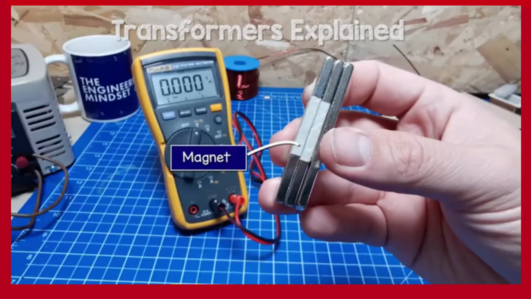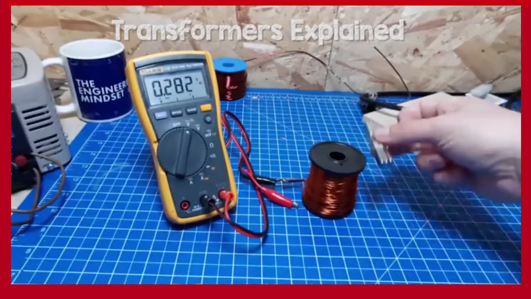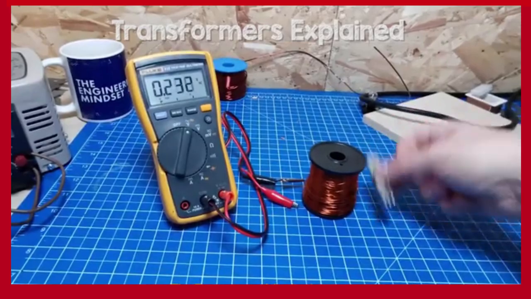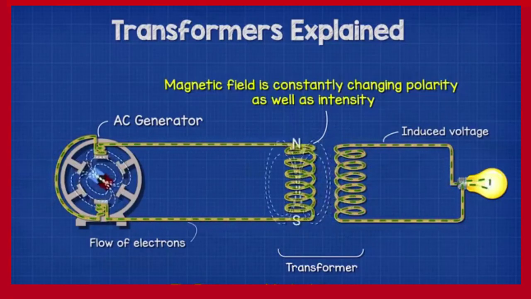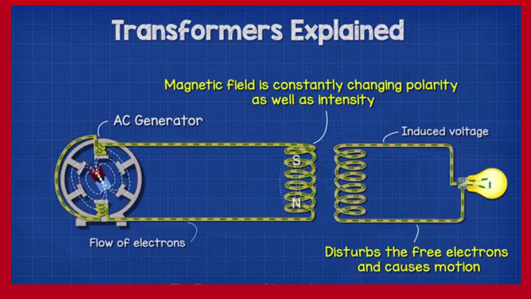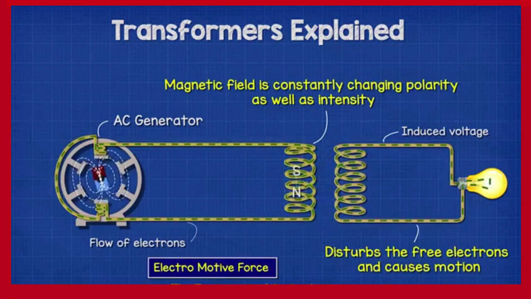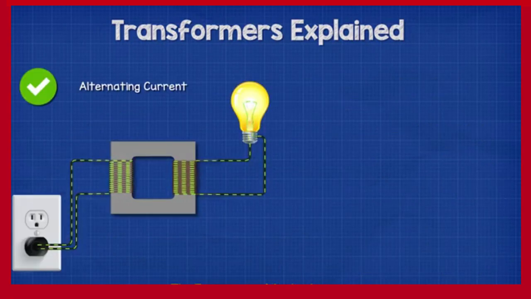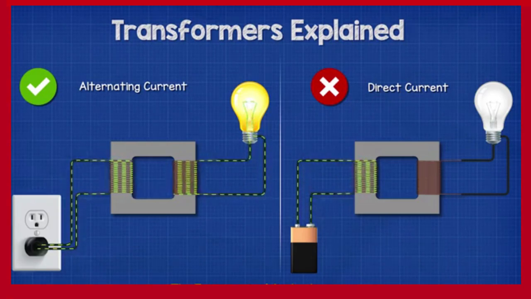The same thing happens if we move a magnet past a coil of wire. The magnet will induce a voltage into the coil. The key component here is that the magnetic field is constantly changing polarity as well as intensity. This disturbs the free electrons and causes them to move, and we call this electromotive force. However, this only works with alternating current. It will not work if we connect a direct current supply to the transformer.